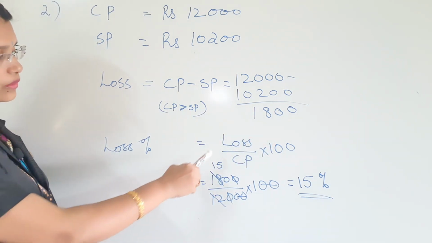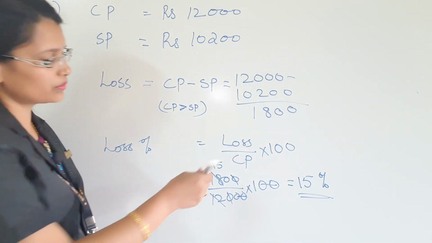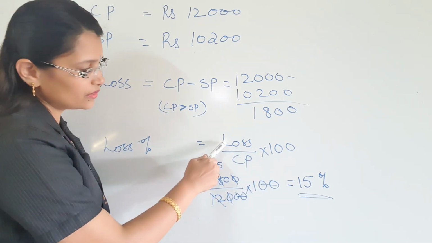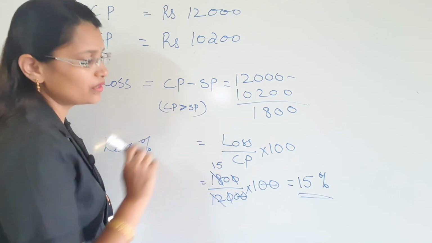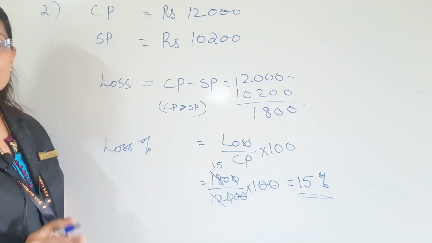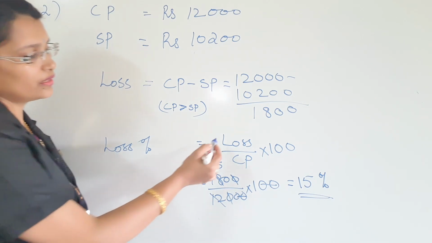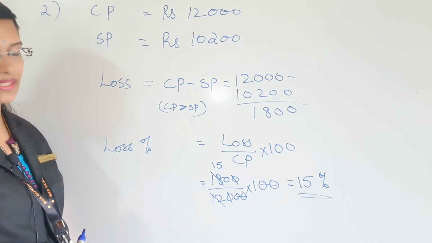Then loss percent equal to loss by CP into 100. If it is profit percent, this will become profit by CP into 100. Only the difference is in profit percent, profit is there, in loss percent, loss is there. Here the CP is still the same and into 100 also same. Only this part is changing. Is this clear, children? Children, next topic is some other sums.